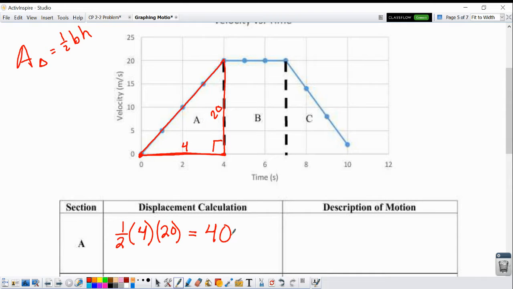And then, one of the things you might notice, so 1/2 of the base, which was 4 seconds, times the height, which was 20 meters per second. So here, seconds on the top, there it's on the bottom. They cancel. My units are meters, which is good because we would expect the displacement to be measured in meters or another unit for length.